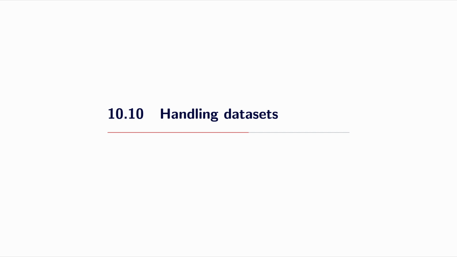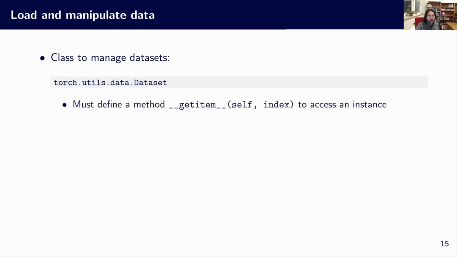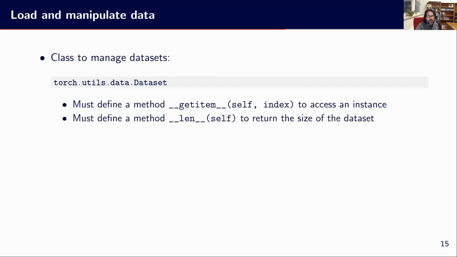Now we are talking of handling the datasets. So we have in that namespace, in the namespace torch itself, data, the class Dataset that is allowing us to manage the datasets. So we should usually define it with a class that implements a method __getitem__, so we can access an item of the dataset easily. And we also have the __len__ method that is returning the size of that dataset.